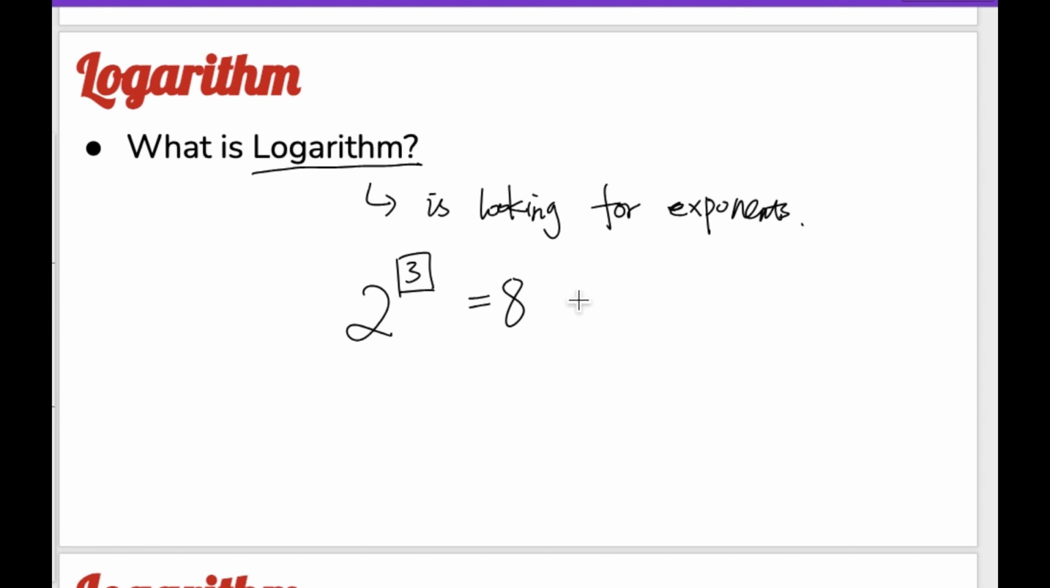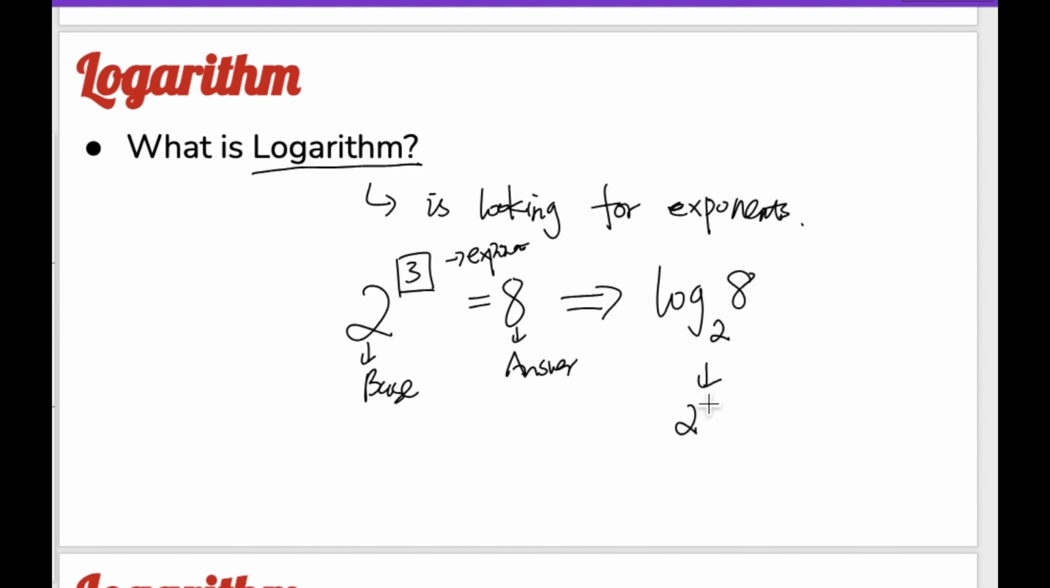Then in general, how do I rewrite it in logarithmic form? This is how we write it. First of all, we use log to represent this type of function. And we put a base here, and here is the exponent, and here is the answer, right? So we put the base 2 here, and then we put 8. This is the answer. So this is asking us 2 to what power is 8? And the answer is 3, so it is equal to 3. This is how we set up a logarithm.